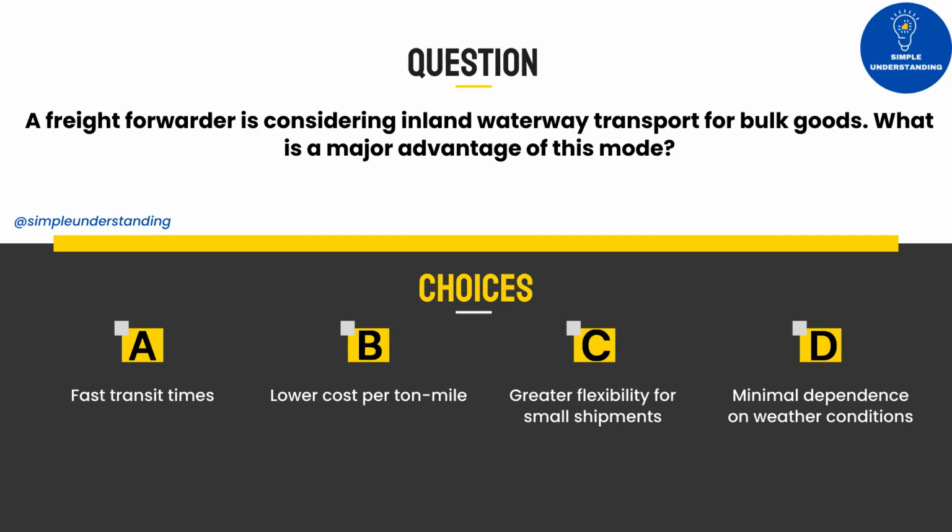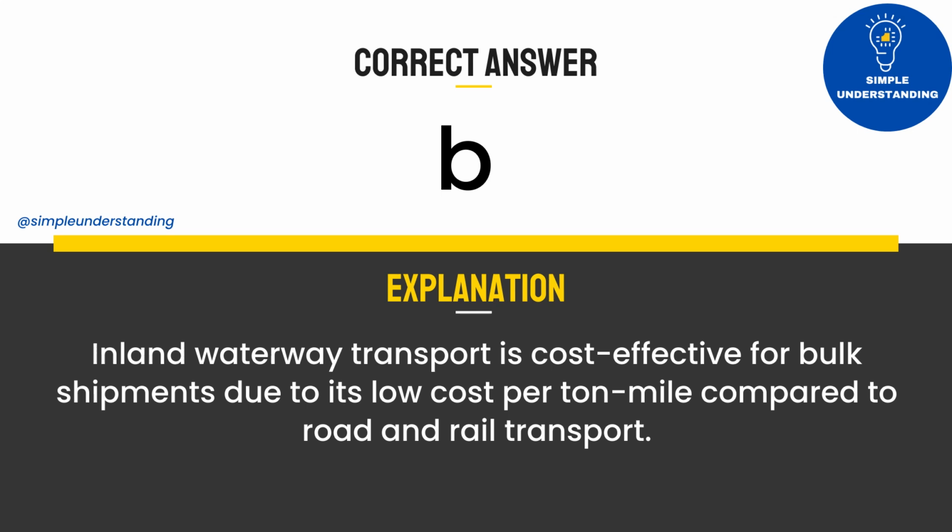7. A freight forwarder is considering inland waterway transport for bulk goods. What is a major advantage of this mode? A. Fast transit times. B. Lower cost per ton mile. C. Greater flexibility for small shipments. D. Minimal dependence on weather conditions. Correct answer, B. Explanation. Inland waterway transport is cost-effective for bulk shipments due to its low cost per ton mile compared to road and rail transport.